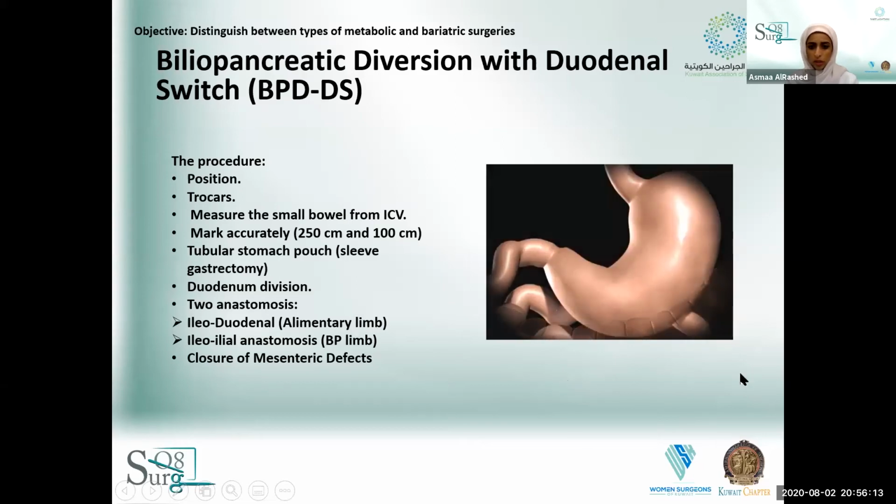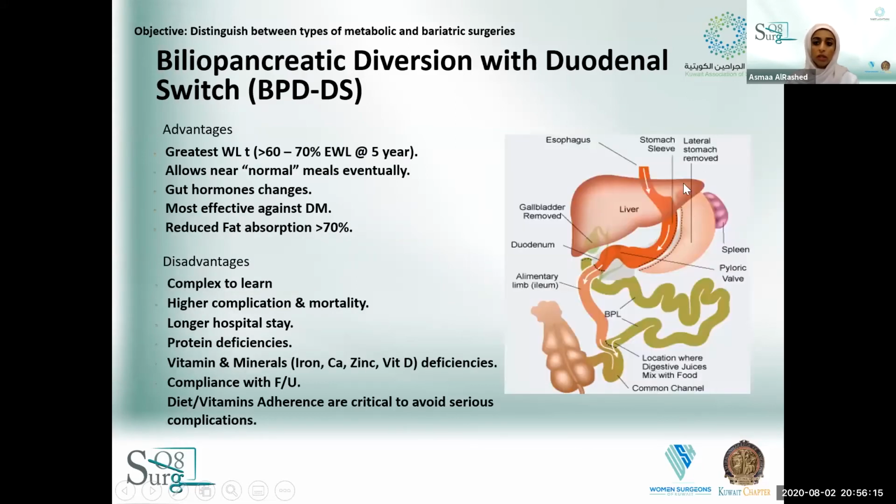I think here, yes. So you can see here the final anatomy, the way it looks. This is your sleeve. This is the first part of the duodenum where you do your anastomosis. So 1 anastomosis here, the other anastomosis is here. This is the common channel. So this is the only area, which is usually about a meter of your bowel, where actually your food is going to mix with the bile salt.